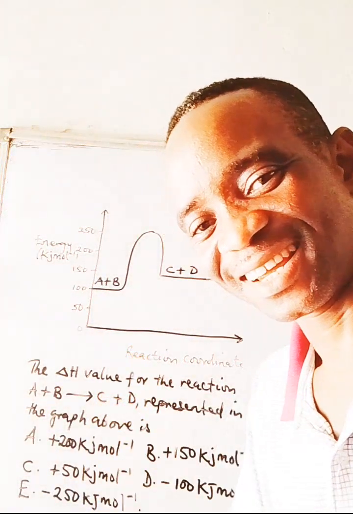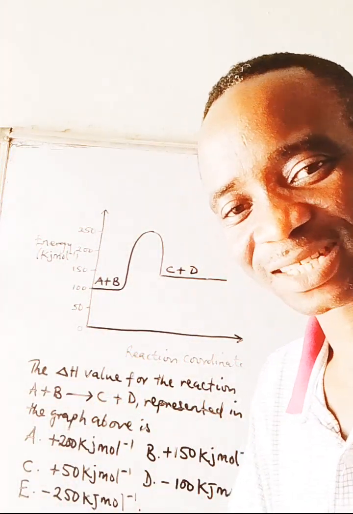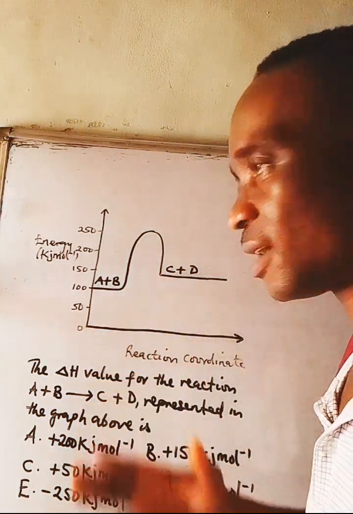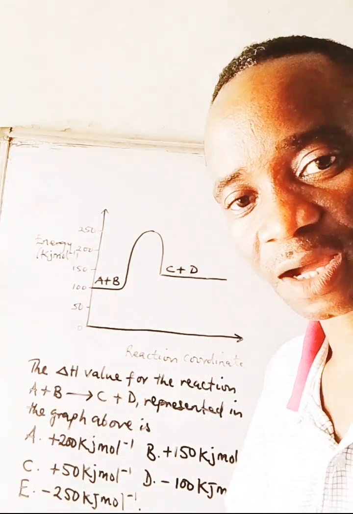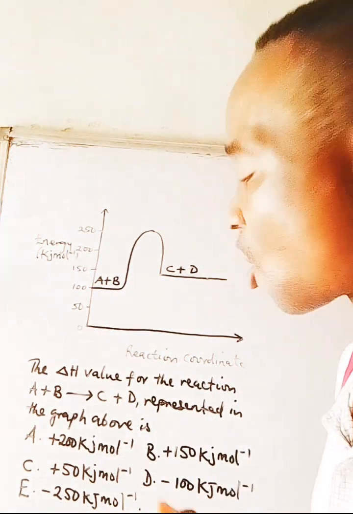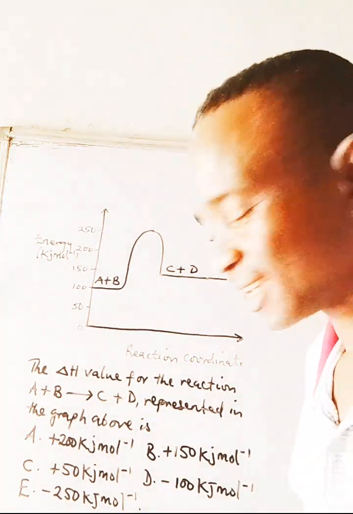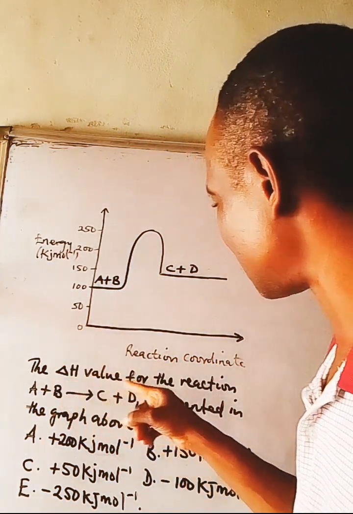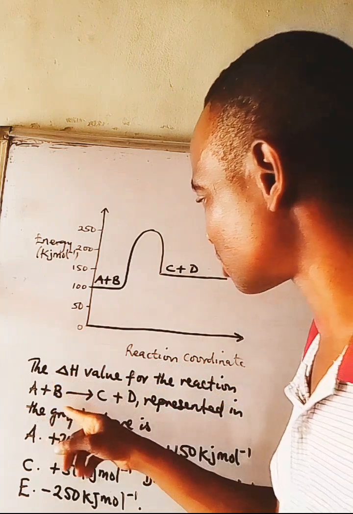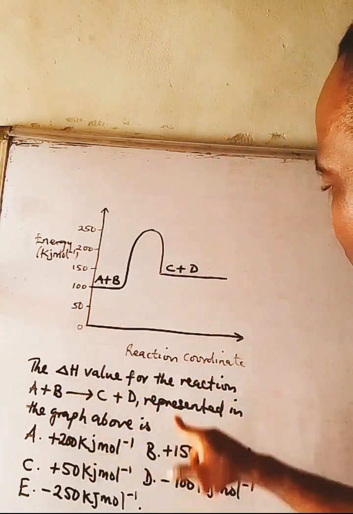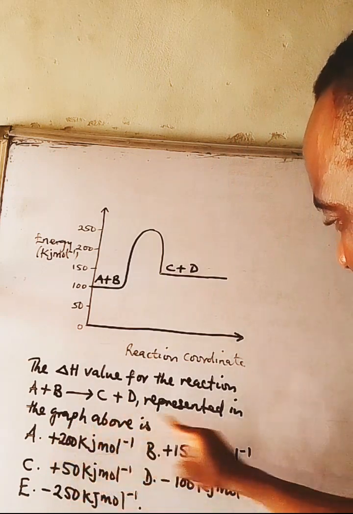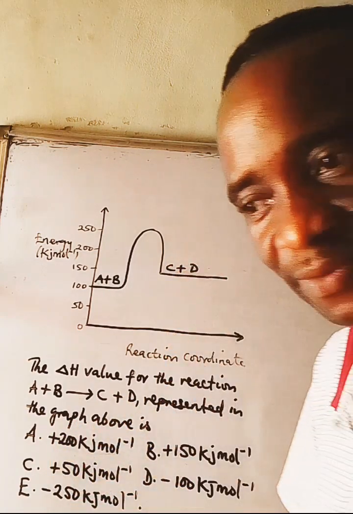Look at this. How do we tackle this question? The question is actually on energy change in chemical reaction, or energetics. It says the delta H value for the reaction A plus B to yield C plus D represented in the above graph is, what is the delta H value?